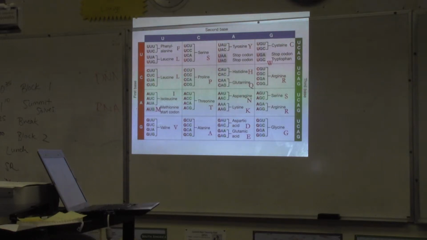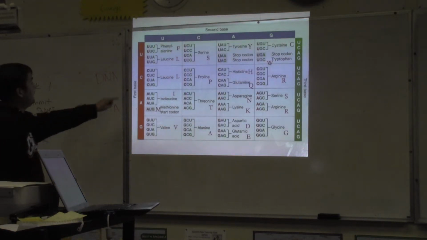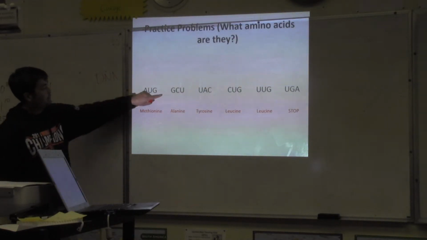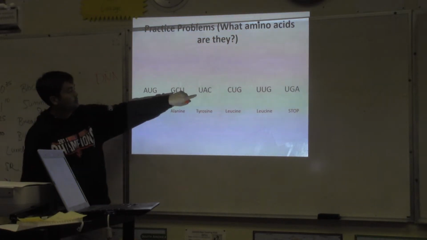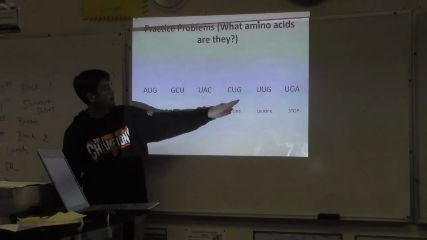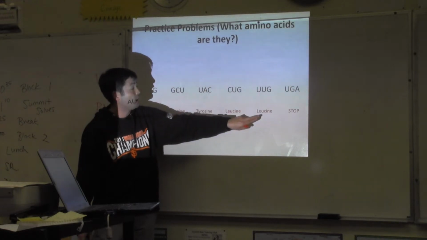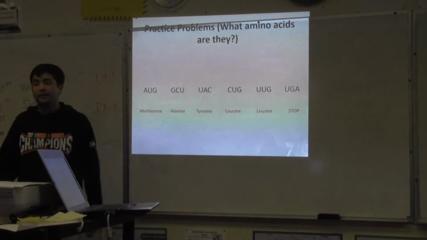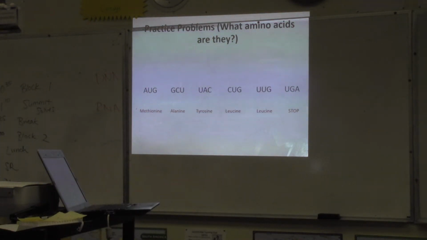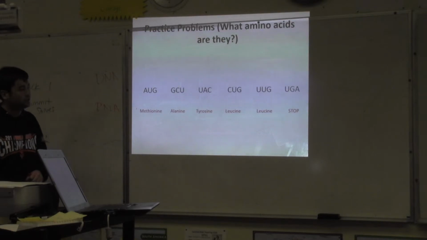Looks like you guys are figuring it out. So we have AUG is methionine, GCU is alanine, UAC is tyrosine, CUG is leucine, UUG is also leucine, UGA is like the stop codon, or we stop making it. Technically, stop is not an amino acid, it's just to stop making them, but it's good to know what it does either way.